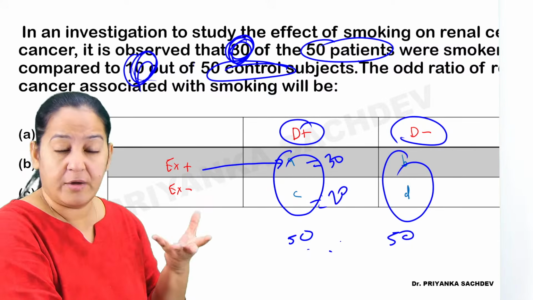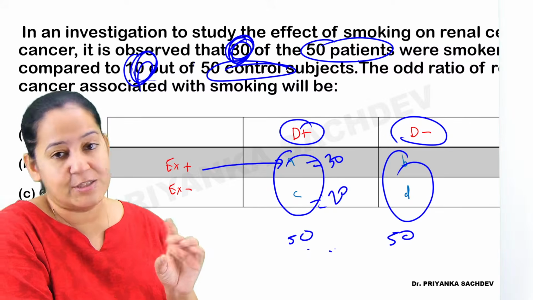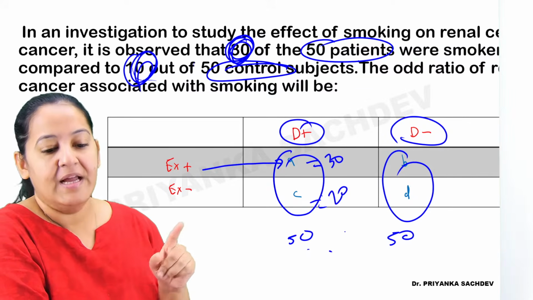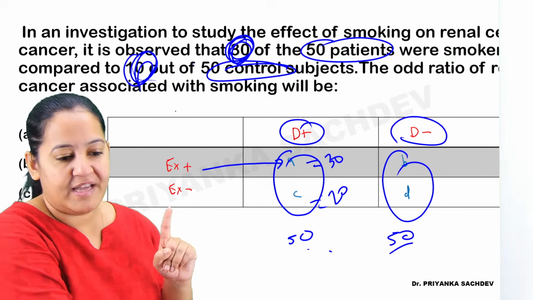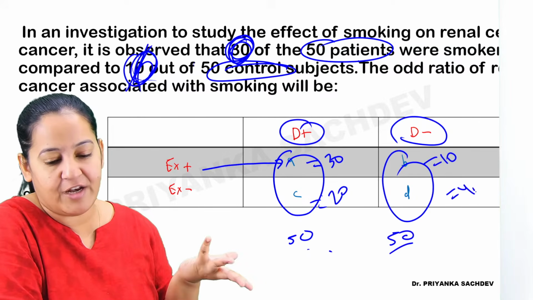So you have to judge that C is 20. The C value is not given to you, but you have to understand it by yourself. Got my point? And out of the 50 controls, 10 are smokers. So exposure is present in 10. So obviously the value of D is 40.